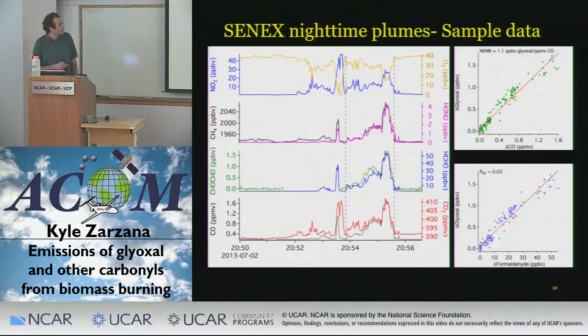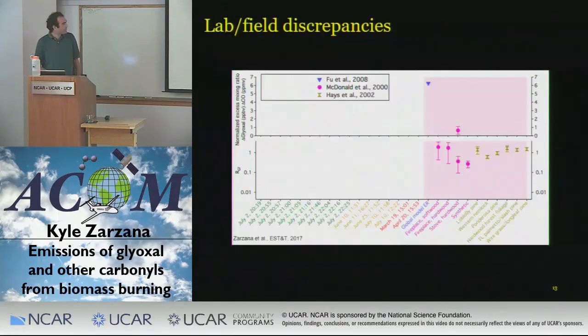And this is just some sample data from one of those plume intercepts. Got NO2 and ozone. You can see the ozone being titrated out by the NO2, methane, HONO, Glyoxal, formaldehyde, CO, and CO2. And then over here, I have plots of Glyoxal versus CO and Glyoxal versus formaldehyde. And so in this plume, we had about a ppb of Glyoxal per ppm of CO emitted, and only about 3% Glyoxal relative to formaldehyde.